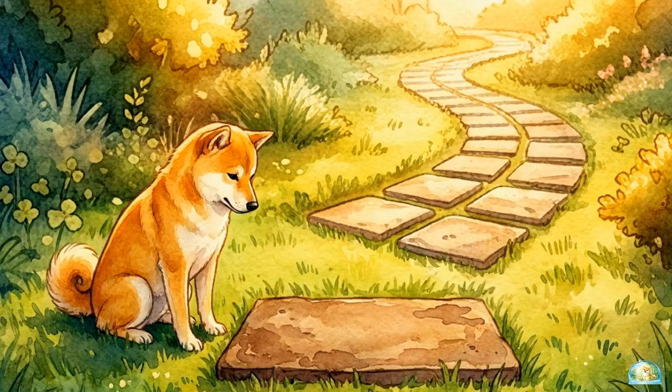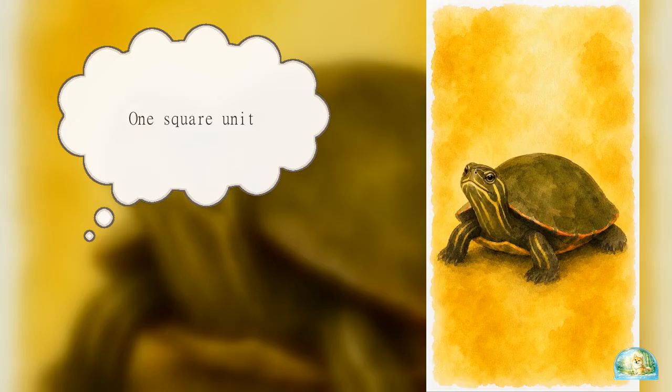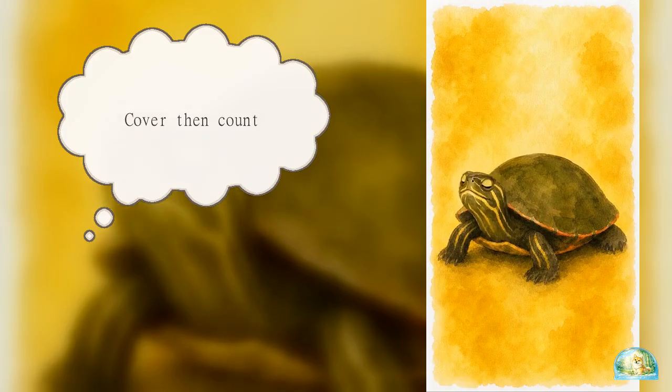So, if Bramble approaches a new garden step and it is covered perfectly by 5 unit squares, what is its area? It is exactly 5 square units. You now have the tool to measure any flat space you encounter. 1 square unit. Cover then count. Area is space.